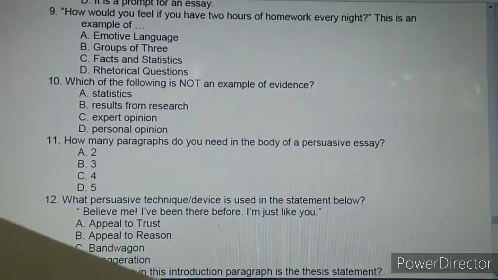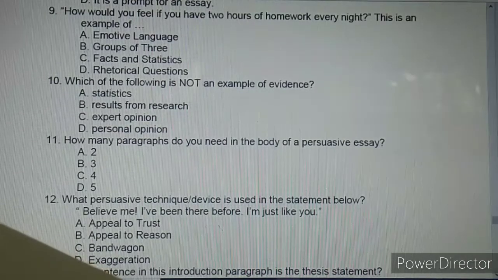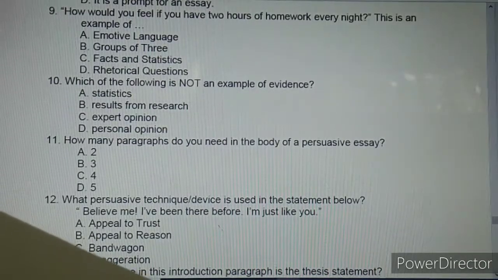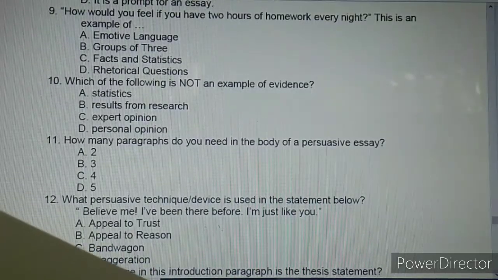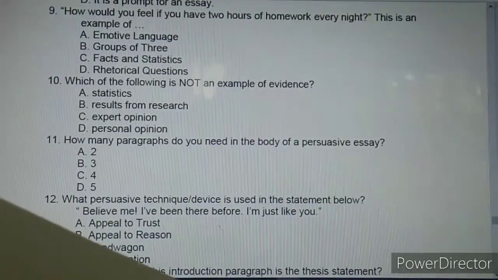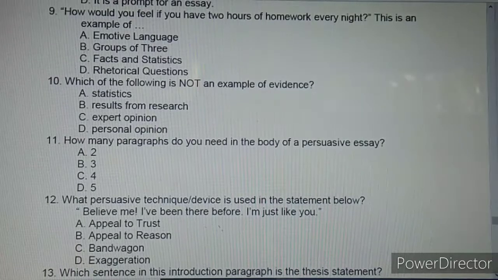Now let's continue. For number 9, here is the question. How would you feel if you have 2 hours of homework every night? This is an example of A. Emotive language, B. Groups of 3, C. Facts and statistics, or D. Rhetorical questions. The correct answer for number 9 is letter A. Emotive language.